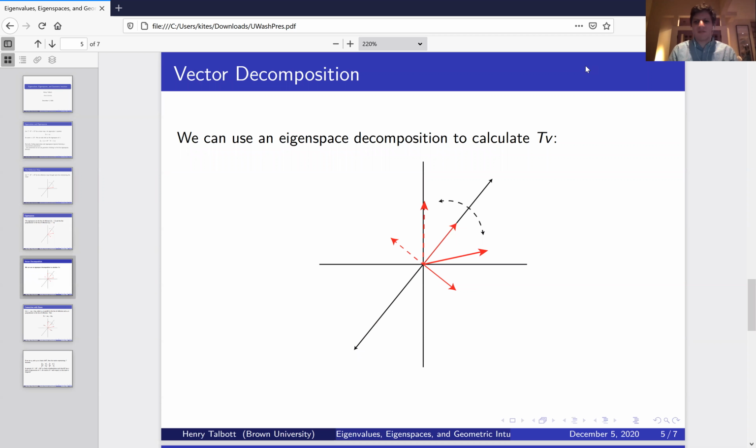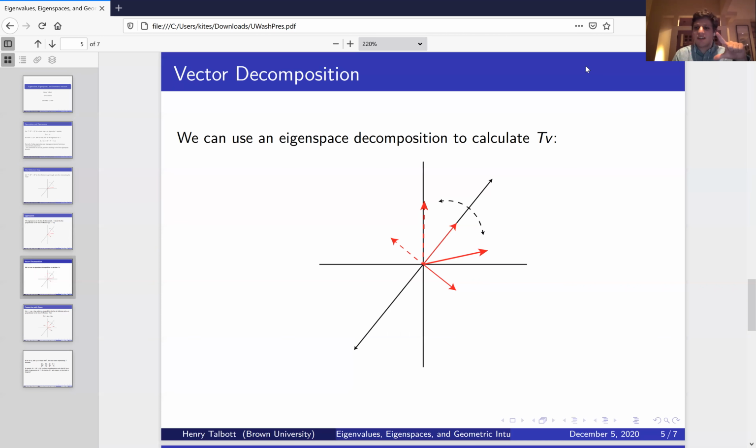So why is this useful information to know? Well, it makes it much easier to calculate Tv for any vector v in R squared. So start with some vector v. We can project it onto the line of reflection, and we can also project it down to the line perpendicular to the line of reflection. This gives us two perpendicular vectors that add up to v, since that's what a projection does.